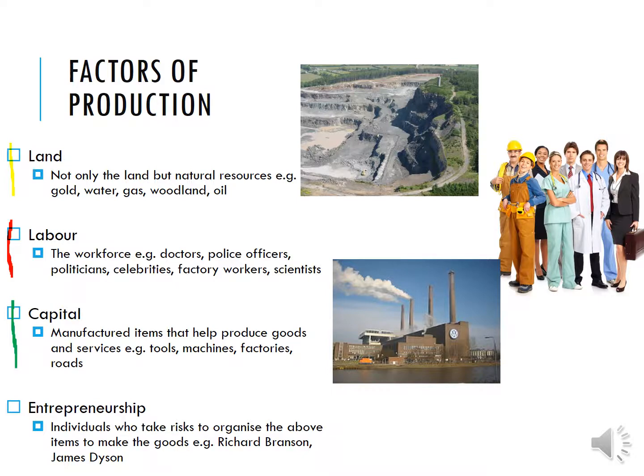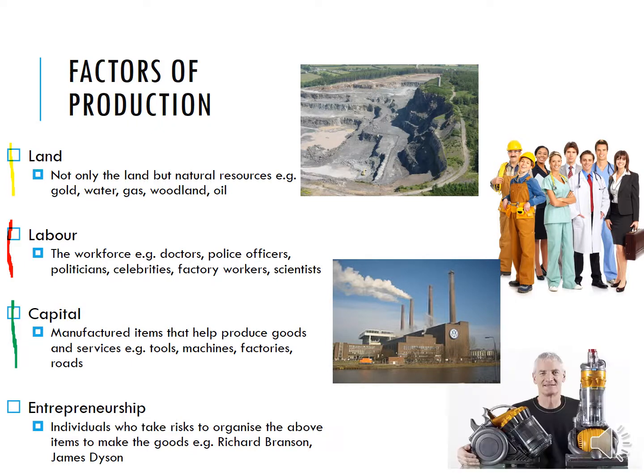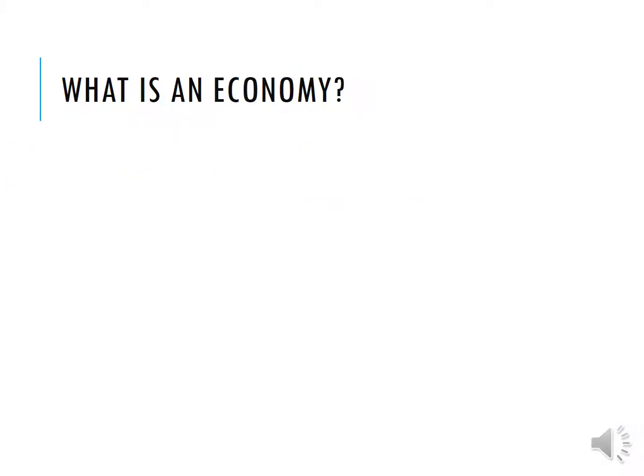And then lastly, our last resource available to us is called entrepreneurship. And this is people who take risks and organize the other three types of factors of production to produce goods and services. So in economics, we're really talking about how the factors of production are turned into things that people want to buy. And that really is what an economy is.